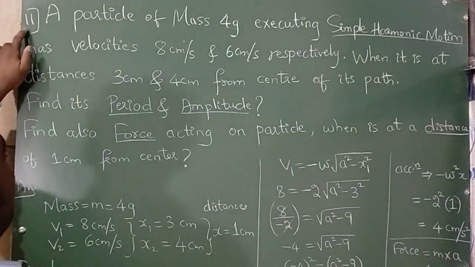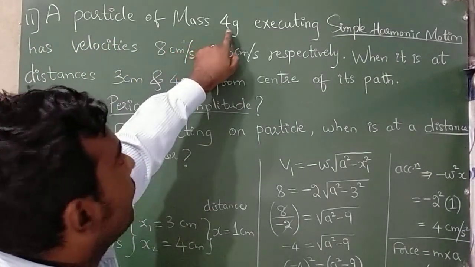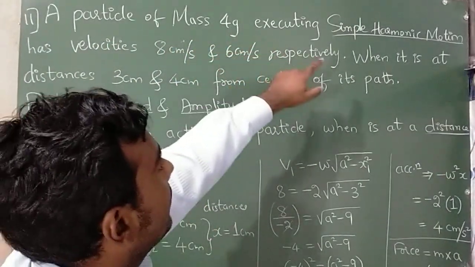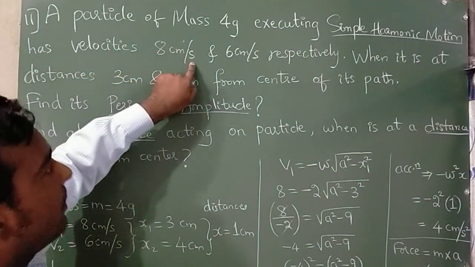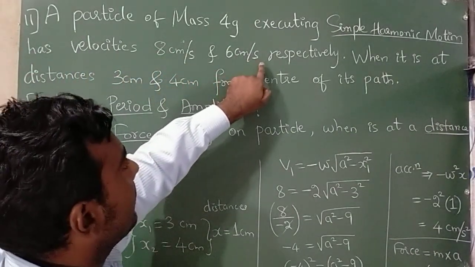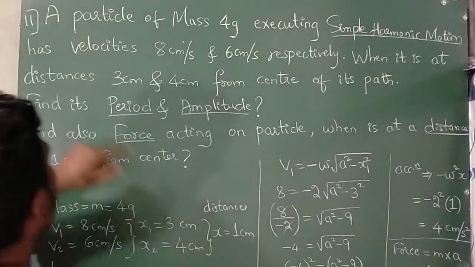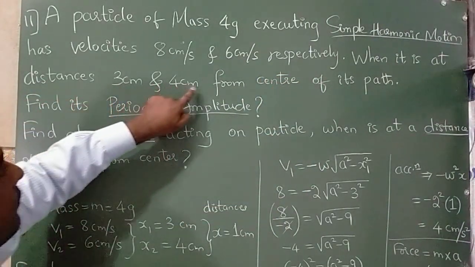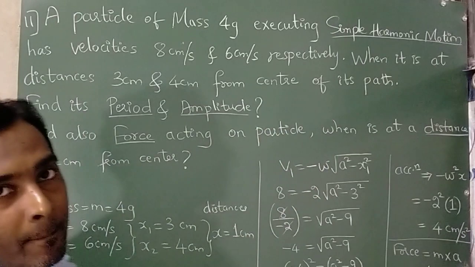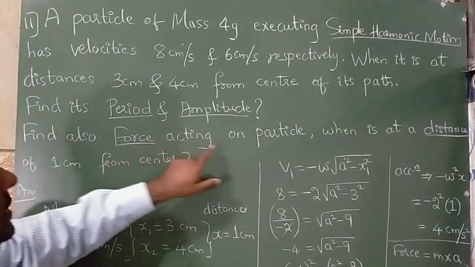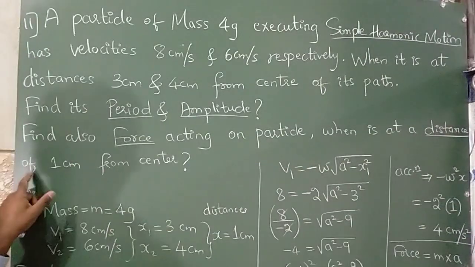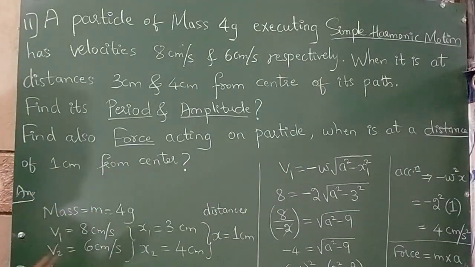Now, question number 11. A particle of mass 4 grams executing simple harmonic motion has a velocity of 8 centimeter per second and 6 centimeter per second respectively when it is at a distance of 3 centimeter and 4 centimeter from the center of its path. Find its period and amplitude. Find also the force acting on the particle when the distance is 1 centimeter from the center.